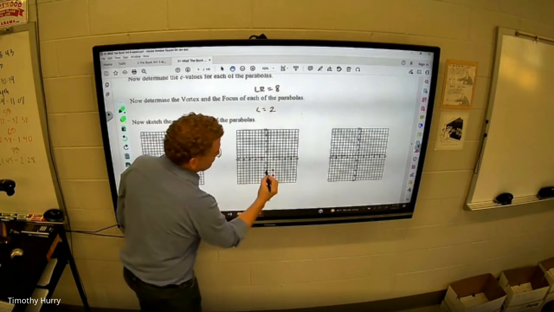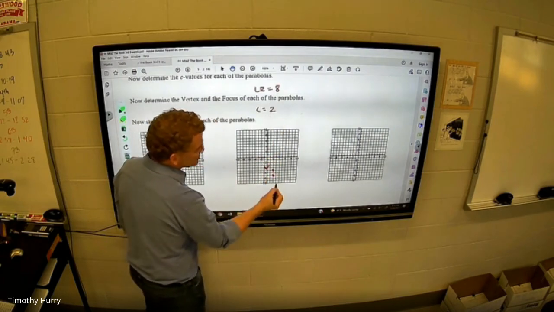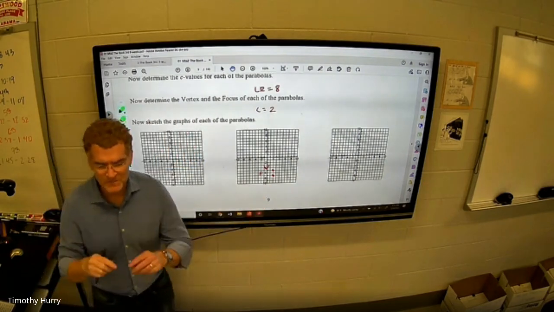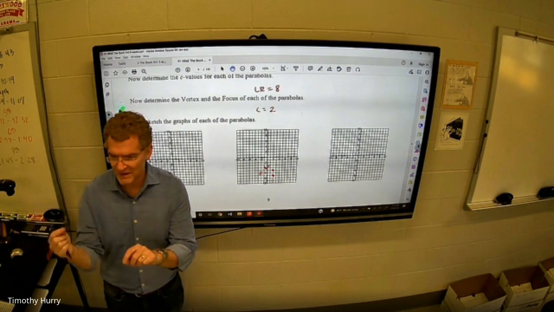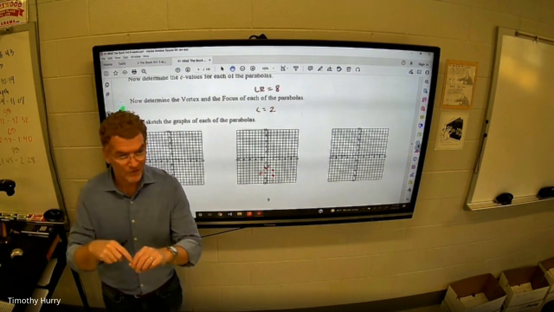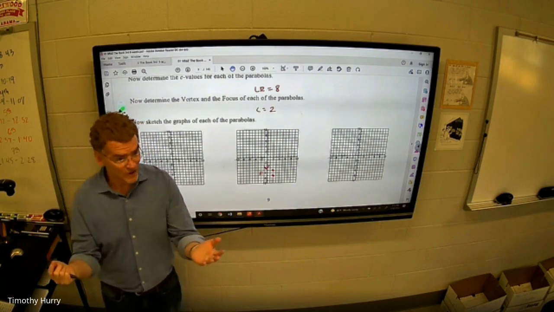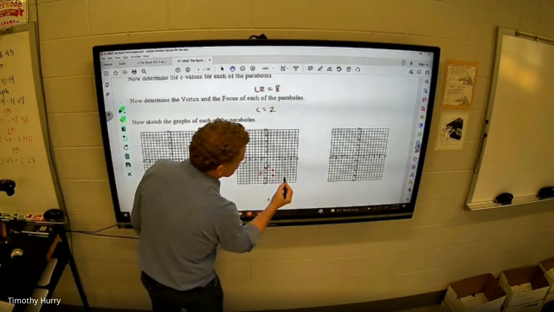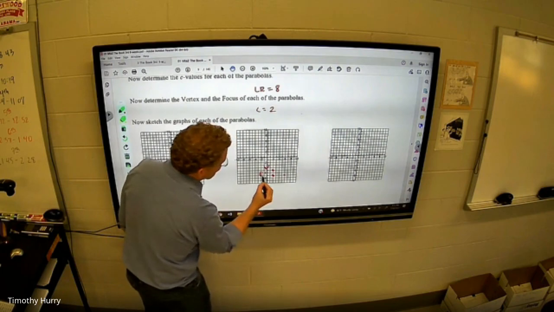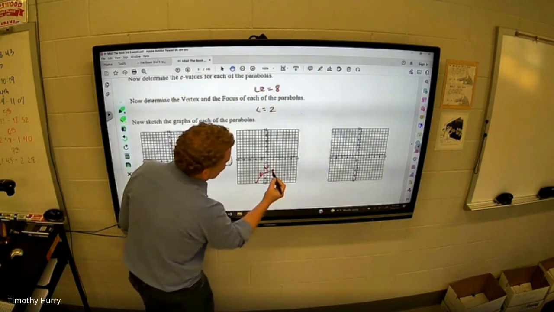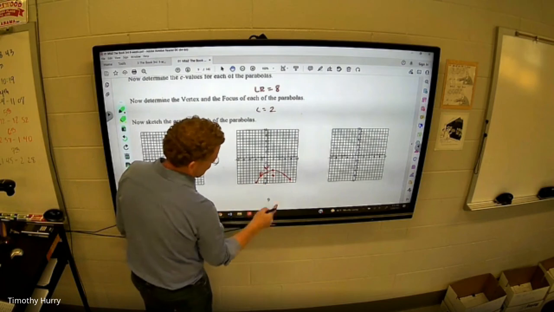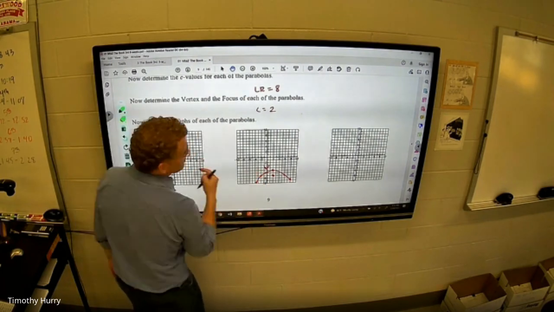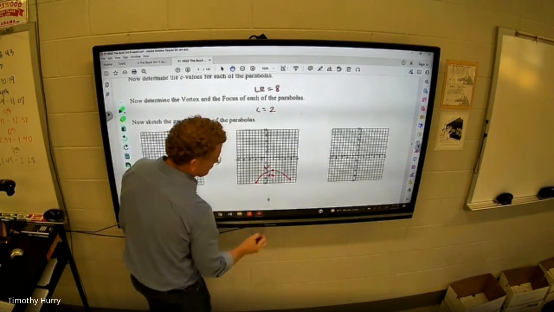So if that's my vertex, and I go down 2 for my focus, what do I do with the latus rectum? From the focus, I do what? Go over a total width of 8. So I'm going to go 4 to the right, 1, 2, 3, 4 to the left, and I'm going to sketch my graph through there. There's my focus right there.